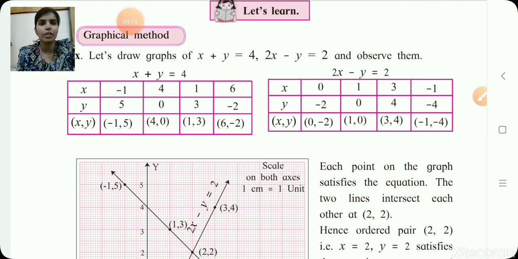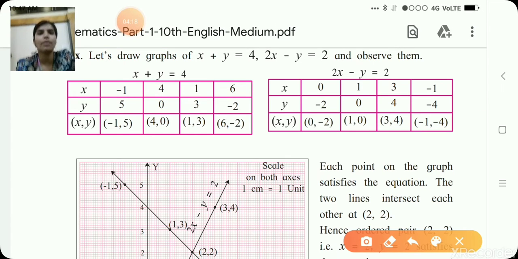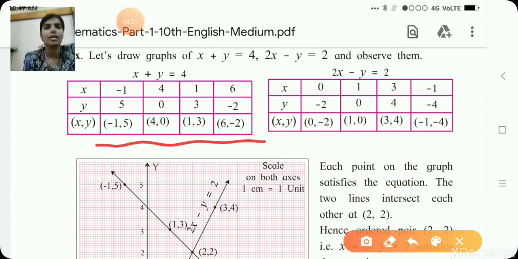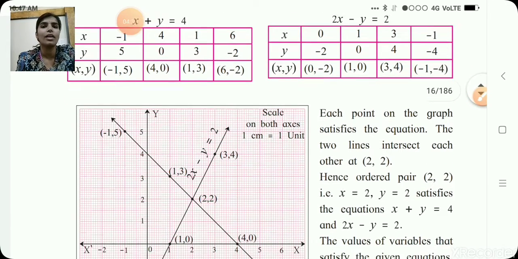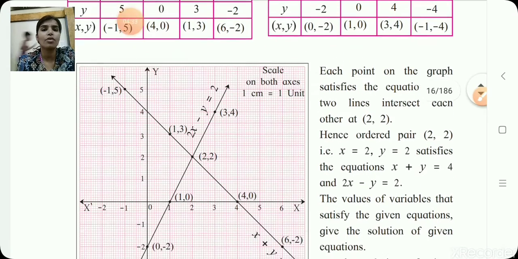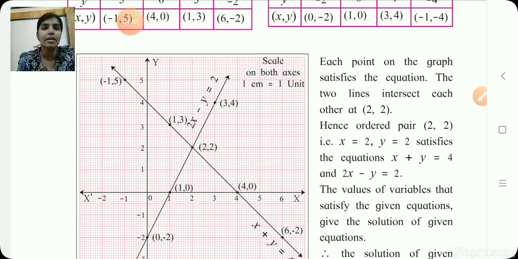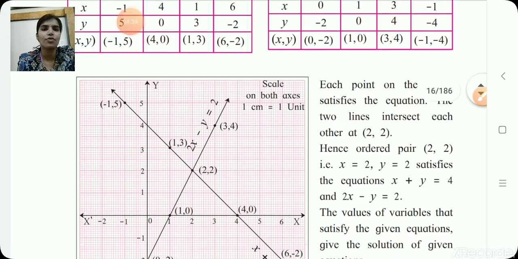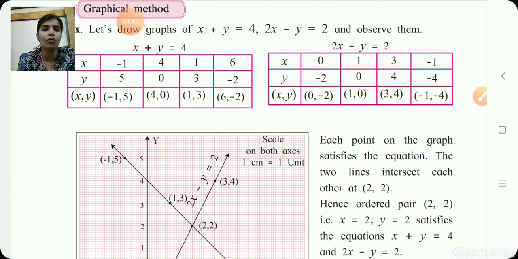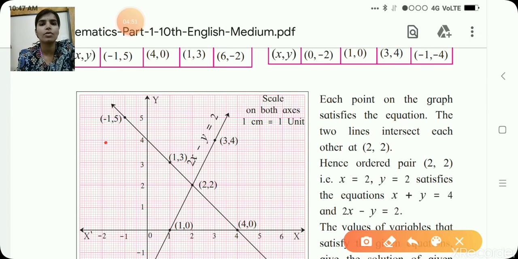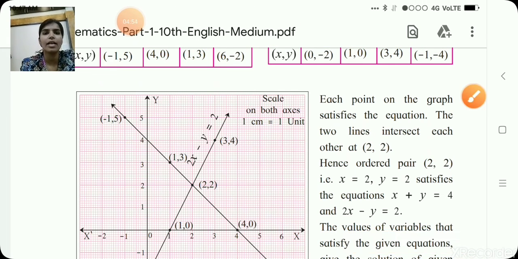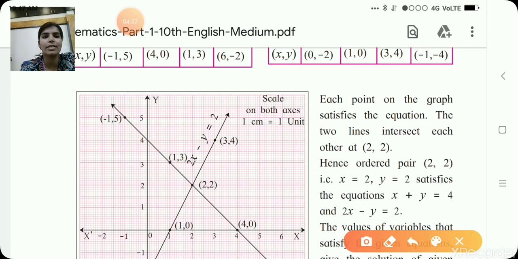So according to the previous method we complete our tables. Here we have our first table and this is our second table. Then we want to draw the lines on the axes. Here you observe we are drawing the axes, x-axis and y-axis. Then first we draw x plus y is equal to 4. Our first coordinate is minus 1 comma 5. So here is our first coordinate, minus 1 comma 5. Then next, 4 comma 0 is here.